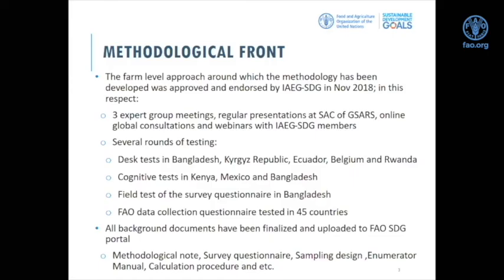Then we tested the FAO data collection questionnaire, which Stefania showed you yesterday, in 45 countries, and she showed you the findings as well in terms of response rate and other aspects and findings of this testing. Now, all the background documents have been finalized and uploaded to the FAO SDG portal, which I showed you a little while ago. That is the methodological notes, survey questionnaire, sample design, enumerator manual, calculation procedure or analysis guidance, etc.